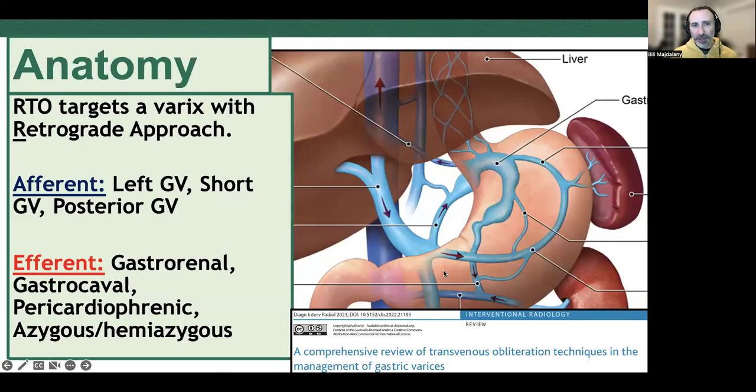So when we look at the anatomy when it pertains to gastric varices, and we look at BRTO, the RTO component is a retrograde approach to the gastric varix, which means that we're going from the systemic side backwards into the portal side. So to understand how we do this, it's really important to understand the afferent and the efferent components of gastric varices. The afferent components of the gastric varix are going to reflect backwards flow from the portal vein, and generally are going to be from the left gastric vein or coronary vein, short gastric varices, or the posterior gastric vein.